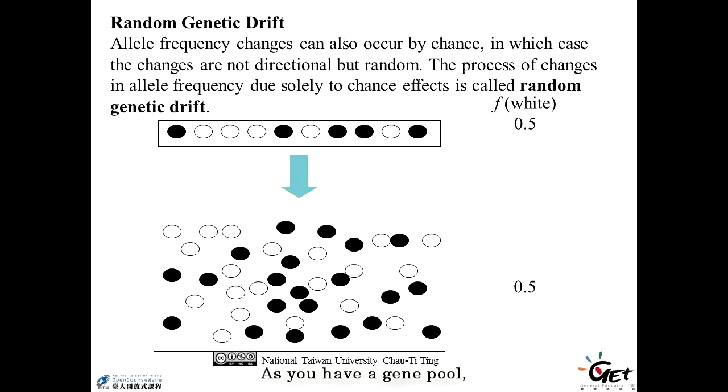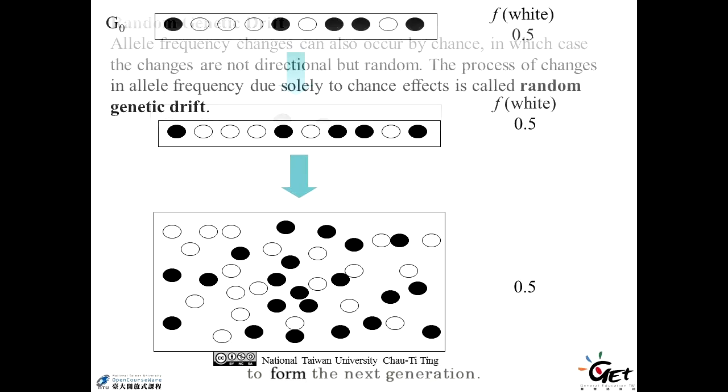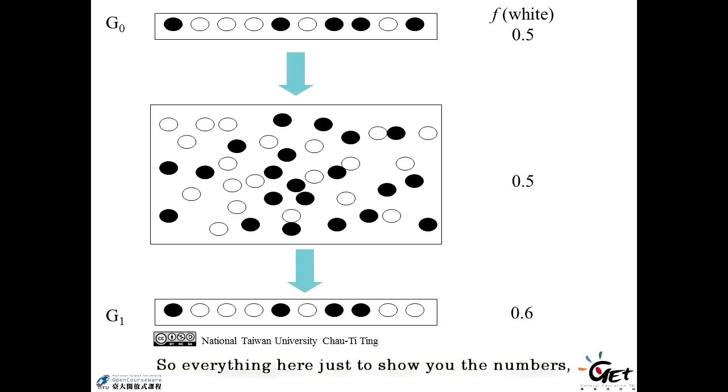You have a gene pool with both alleles at the 0.5 proportion, and you sample alleles from it to form the next generation. Everything here just shows you the numbers, and it's not really very difficult. Every time I form a gene pool based on the frequency of the previous generation and do a sampling. The way I do the sampling is I randomly pick numbers to assemble the next generation.